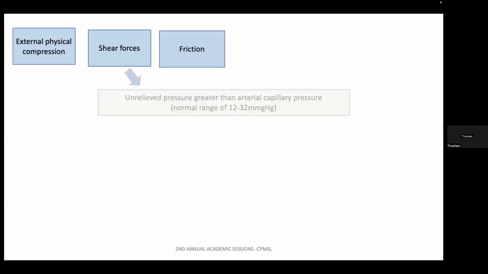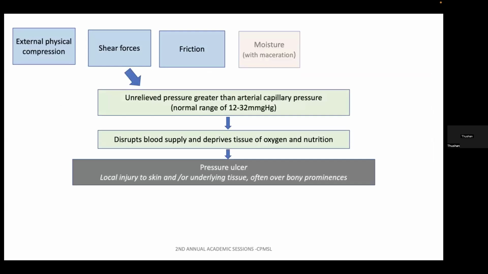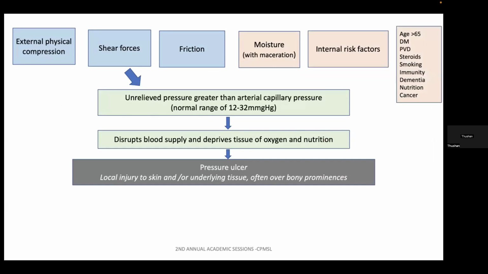So the different forces cause pressure, disrupt blood supply, and it ends up being a pressure ulcer. Moisture is a detrimental thing. It makes it terribly worse to manage. Your internal risk factors need to be looked at: older people, your comorbid profile, smoking, immunity, dementia, your nutrition, hemoglobin, albumin, malignancies. And these all need to be managed if you want to solve the pressure ulcer as well.